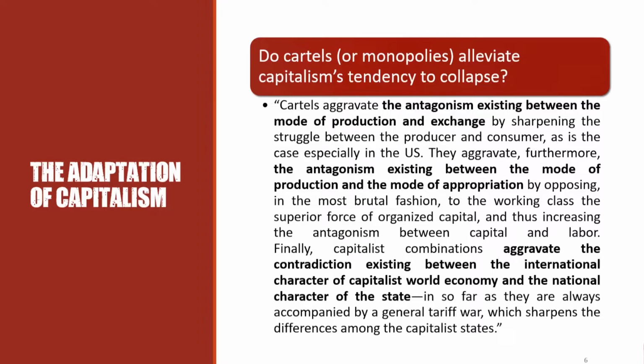And I think this is a really nice pair of paragraphs, because she's pointing out again a few of these contradictions within capitalism, and walking us through why cartels or monopolies or whatever you want to call it, capitalist combinations, I think she also uses that term, it makes everything worse. It does not make the situation better. So she says that cartels aggravate the antagonism existing between the mode of production and exchange by sharpening the struggle between the producer and the consumer, as is the case especially in the US.